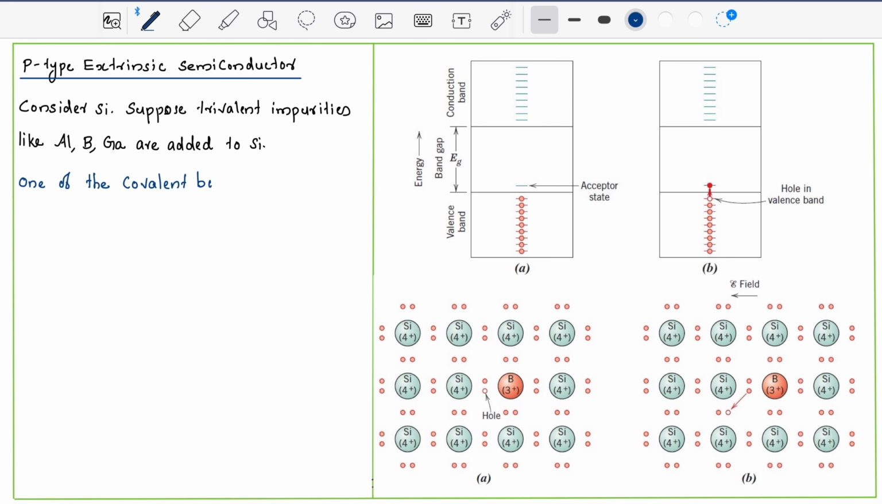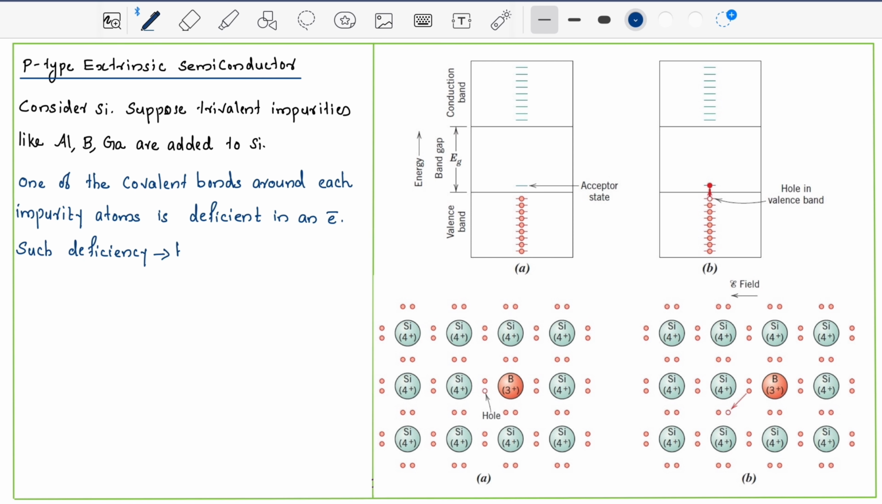Now we can clearly see that one of the covalent bonds around each impurity atom is deficient in an electron. This electron deficiency we will call a hole. Such a deficiency or hole is weakly bound to the impurity atom. So we have a hole which is weakly bound to the impurity atom. Here it is boron.